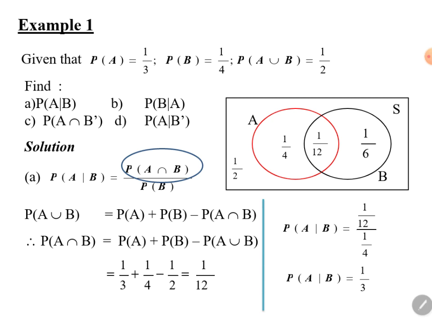From the information we found, we can complete our Venn diagram. The area in circle A without the intersection part is equal to 1 over 3 minus the intersection part. That's why we have 1 over 4. The same for circle B: P(B) minus the intersection to get the crescent part, so 1 over 4 minus 1 over 12 gives 1 over 6. Outside of circles A and B, because the total sample space equals 1, we subtract everything inside the circles from 1. That's why we have 1 over 2 outside of the circles.